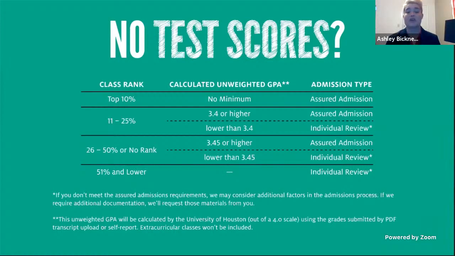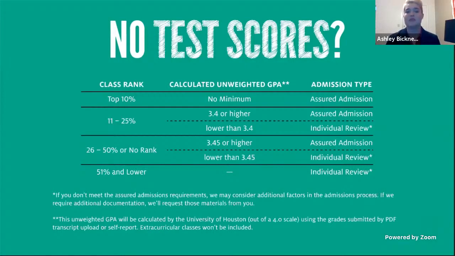Instead, we're going to look a little bit more at your high school GPA. One thing to know is that we're going to recalculate your GPA. So it's not necessarily the one that's appearing on your high school transcript. It's going to be one that we calculate using the 4 core subjects: math, science, social studies, and English. And once we recalculate that GPA, we're going to use this chart again based off class rank.